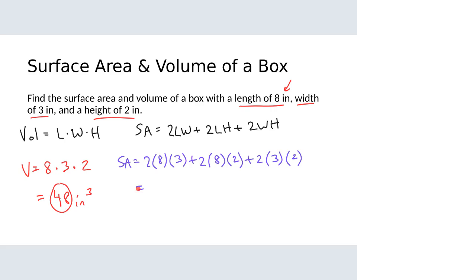And let's see. 2 times 8 times 3 is 48, plus 2 times 8 times 2 is 32, plus 2 times 3 times 2, that one I can do, that's 12, and then we add those together. 48 plus 32 plus 12 is 92. Those would be square inches because we're talking about surface area, but your answer would just be the 92.